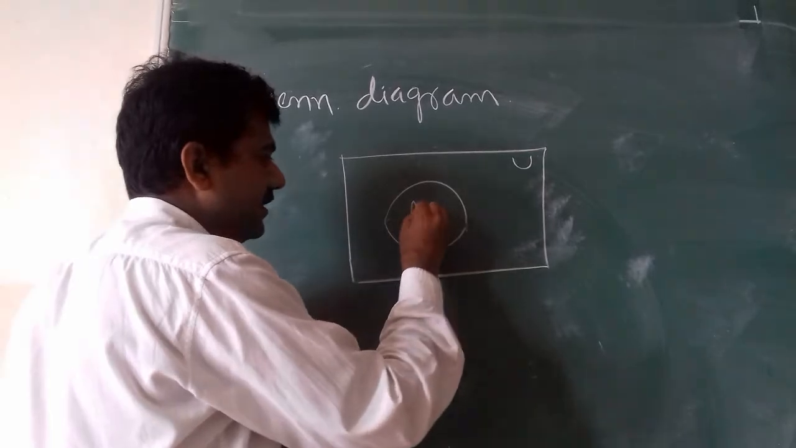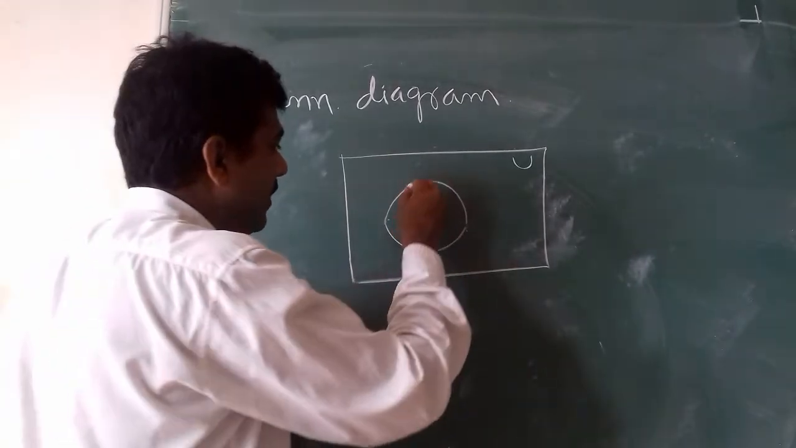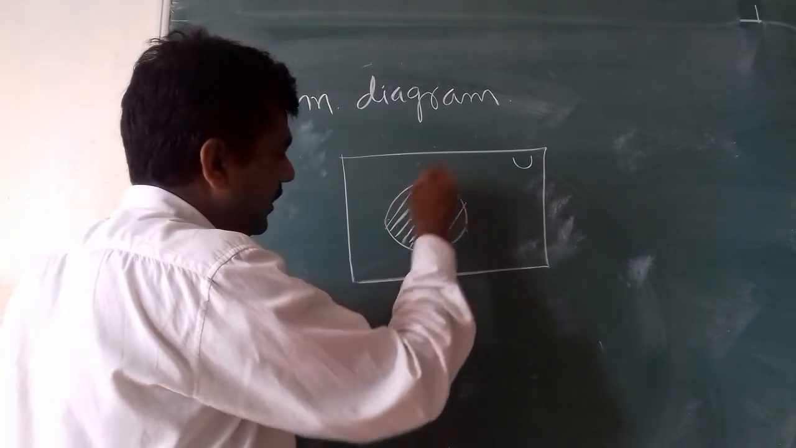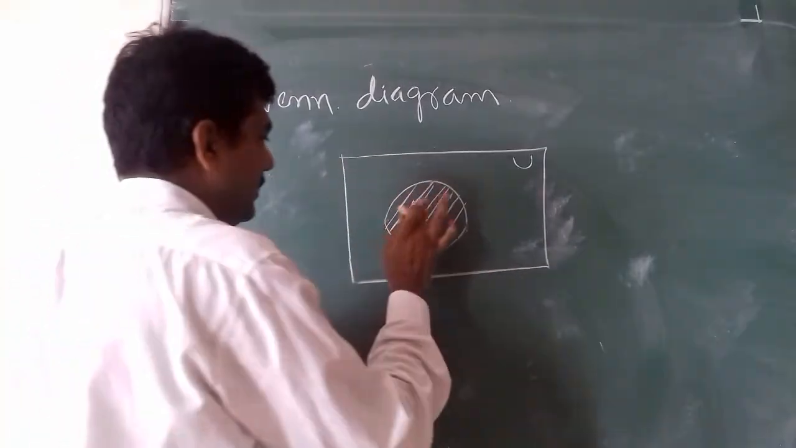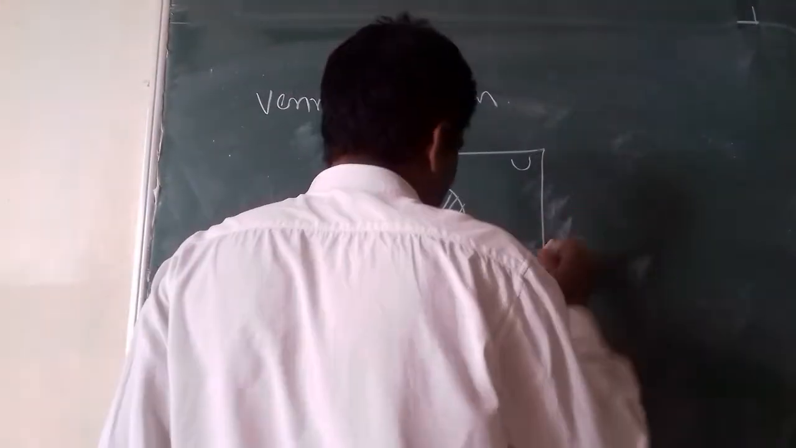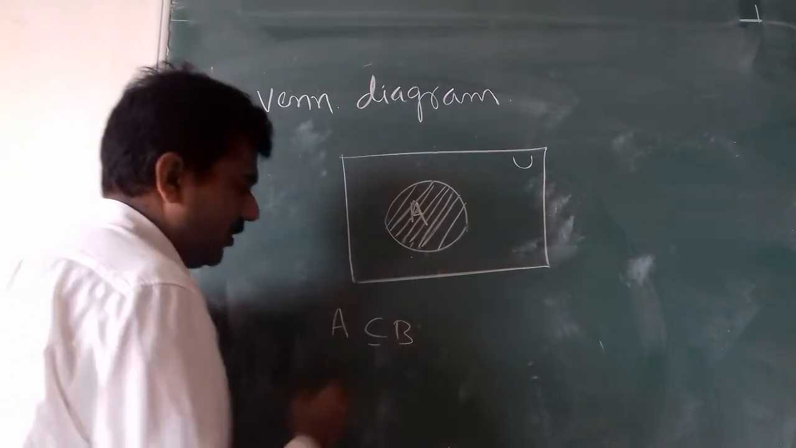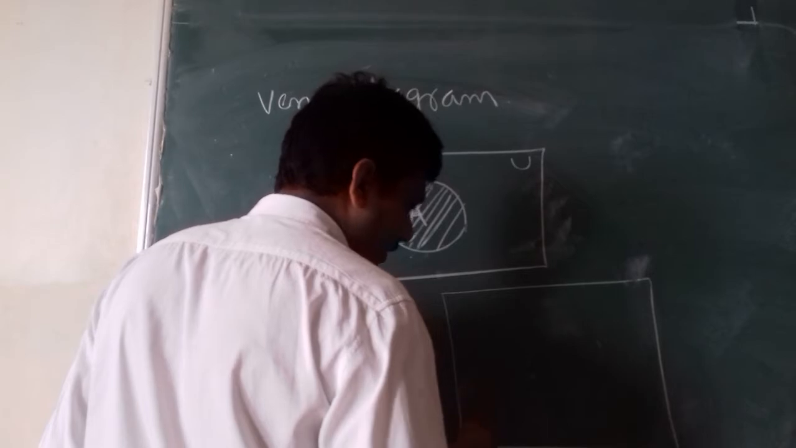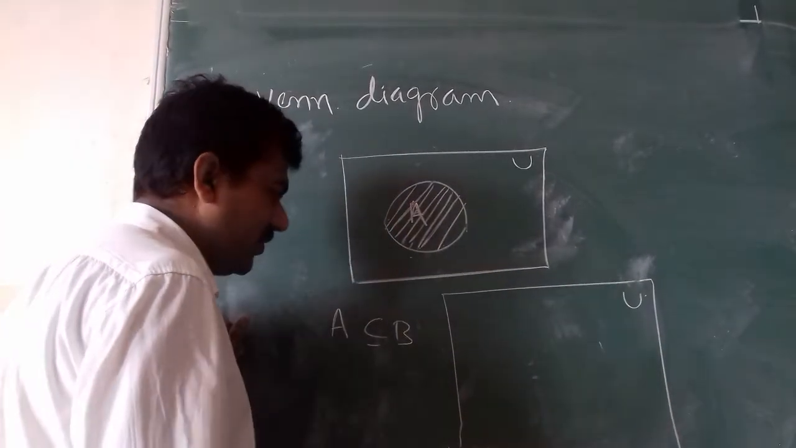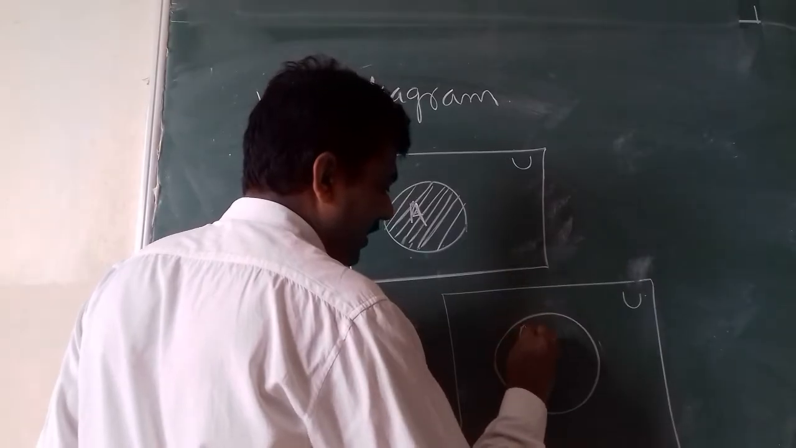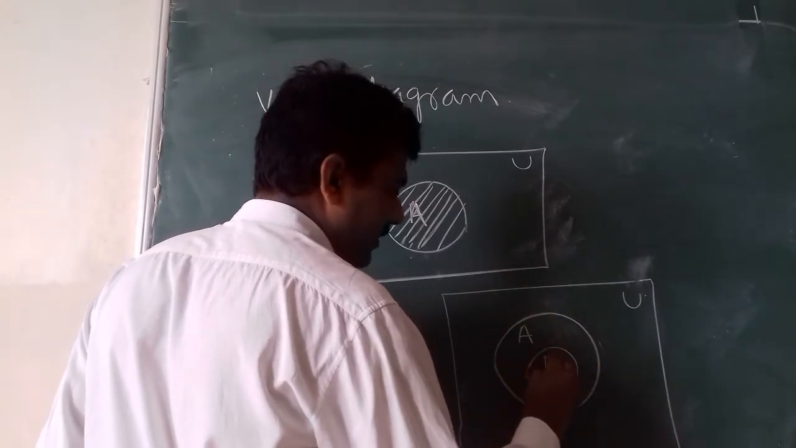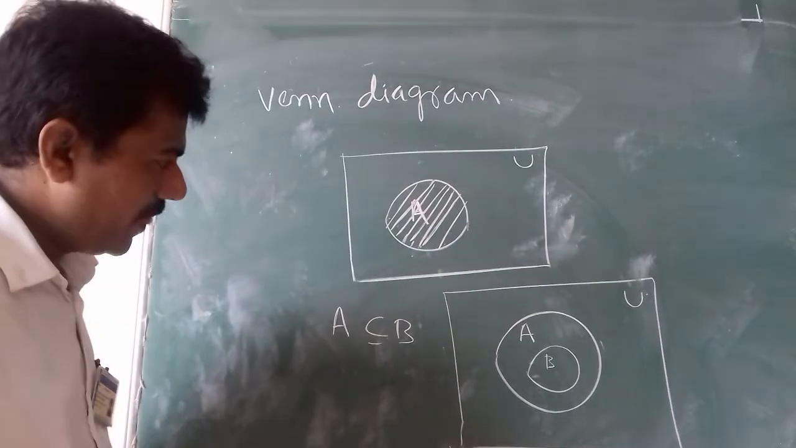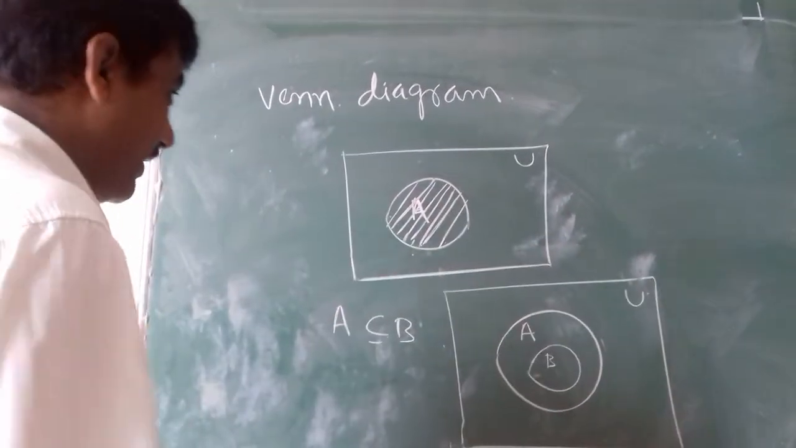So let's say capital A is a set. This circle shows the elements of the set A. Similarly, we use this shaded portion to show that these are the elements of capital A. And let's say A is a subset of B. If you want to represent this by a Venn diagram, then in this rectangle, the universal set U, capital A is this set and B is a set which is a subset of A. So B is inside A. Okay, so this is the Venn diagram.